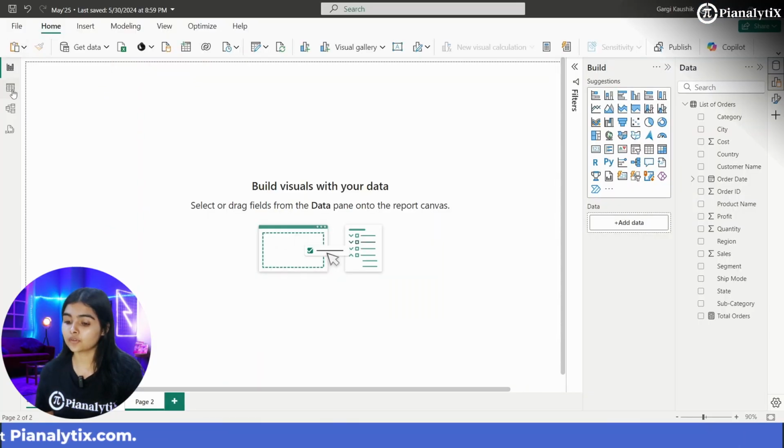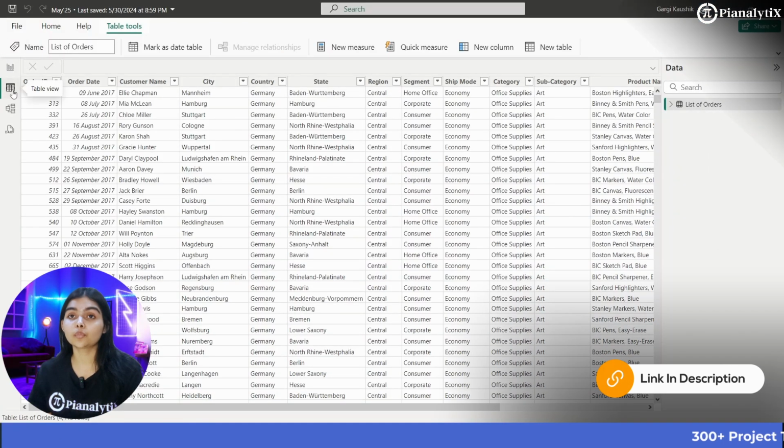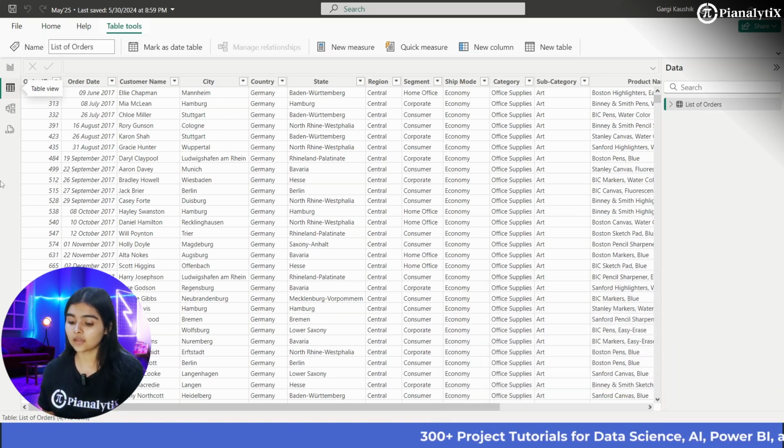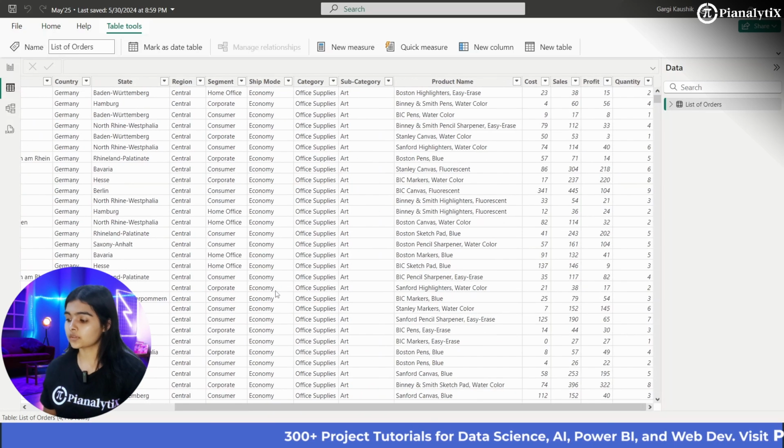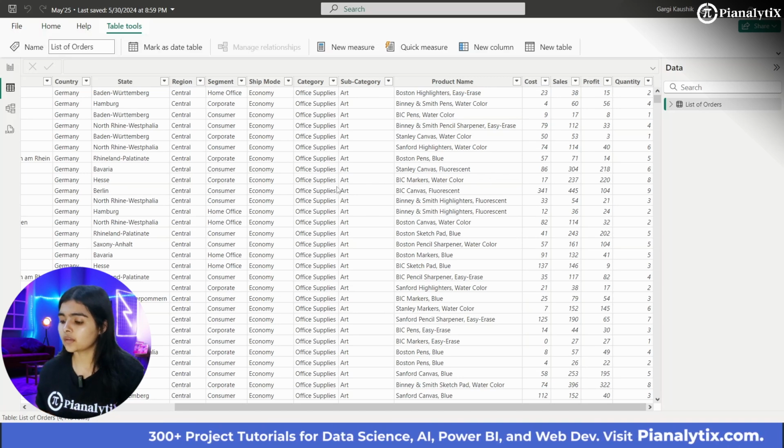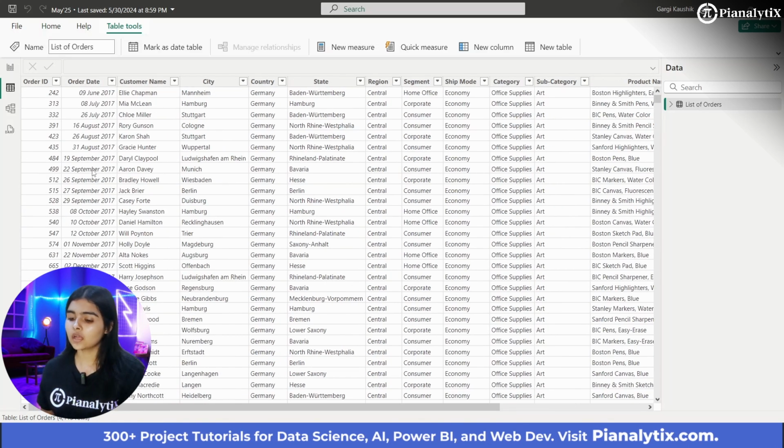Let's see the dataset first, which I will link in the description box below. Now this is a very large dataset. There are about 4,000 plus rows and a lot of numerical and qualitative columns. So yeah, that's it. There's not much to see in the dataset.